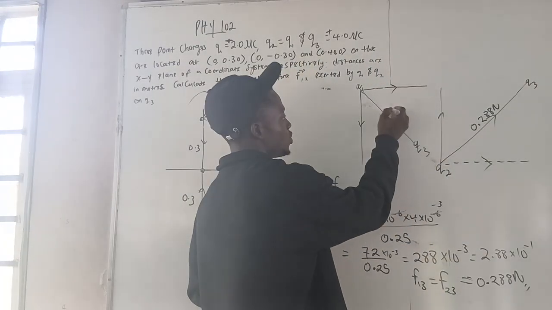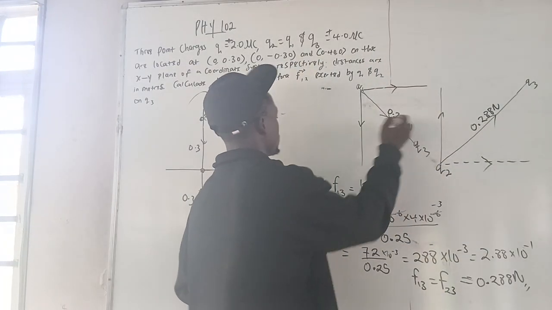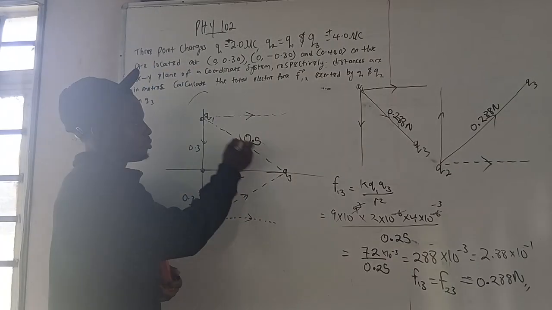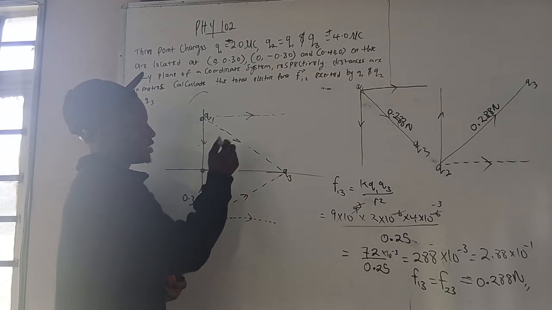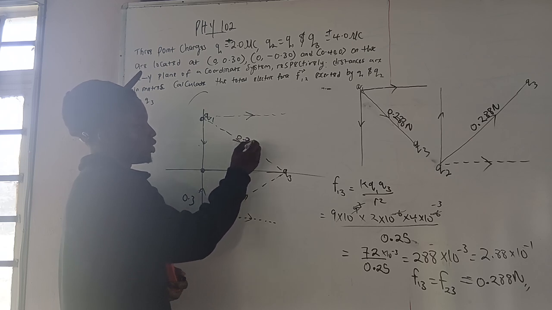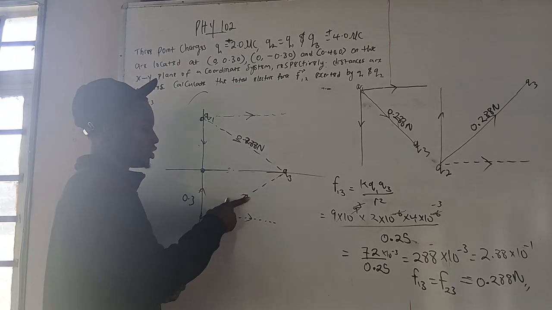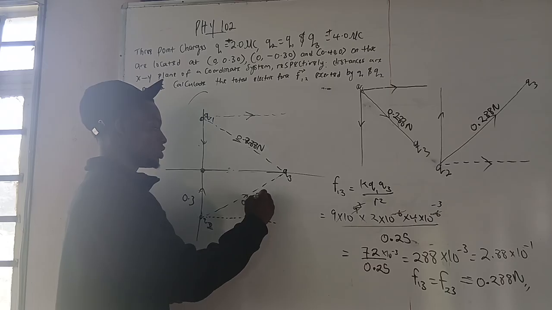You can also put it as 0.288 Newton. You know, the force is on this line, so you can put it here. These are distances, so we are not dealing with distance; we have done with the distance. So 0.288 Newton. If you do this one, you still get 0.288 Newton.